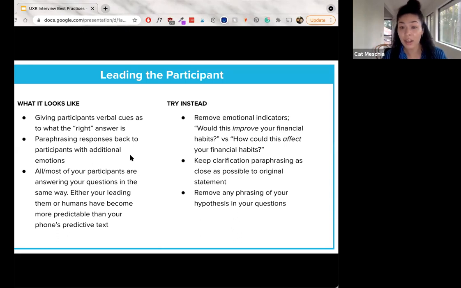So for actual ways to get around this, when you're writing questions, it's really easy to identify those emotional indicators. This is one that I see all the time, but a lot of people put their hypothesis in their questions by saying, how would this improve your financial habits? That's making the assumption that this app is going to help them versus how could this affect your financial habits? So you're not telling them that this is helping them. You're not making the assumption that it's solving their problem.